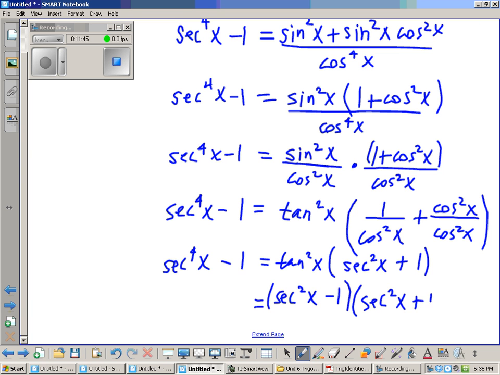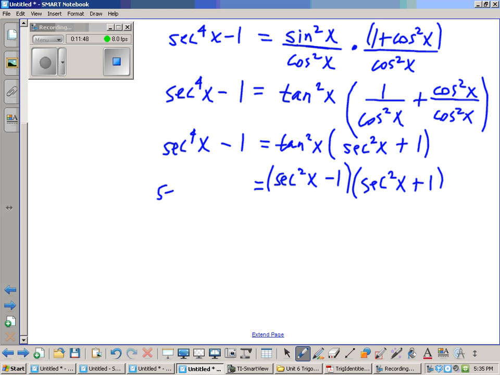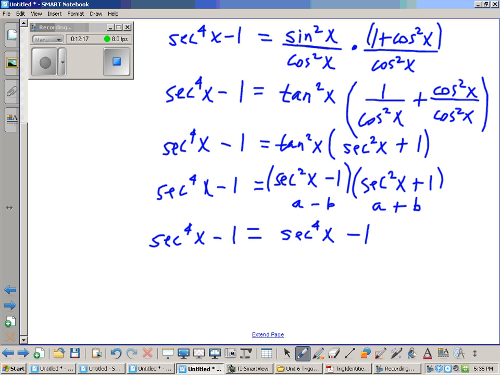So on the left side, I still have that beautiful secant to the fourth of x minus 1. On the left side, this is a difference of two squares. If I consider this to be a minus b and this one to be a plus b, then multiplied I get a squared minus b squared. So if I multiply secant squared times secant squared, I get secant to the fourth of x. If I multiply negative 1 times positive 1, I get minus 1. And ta-da, I've proven it.